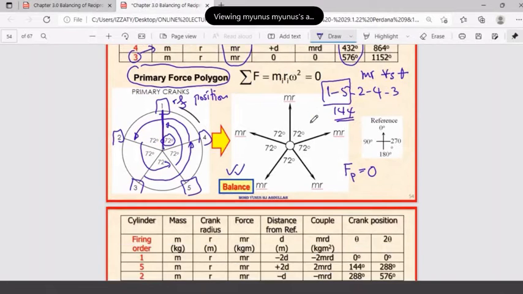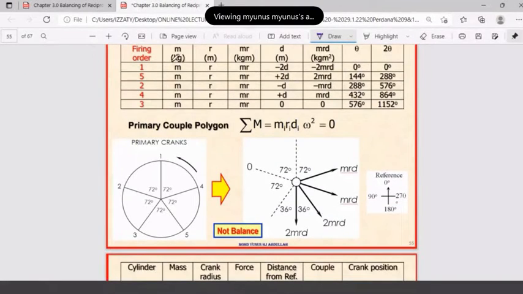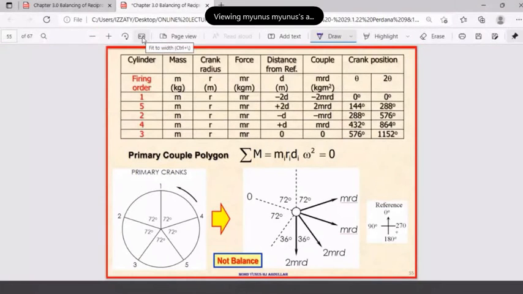Okay, you move to the next one. Primary couple. Remember, when you want to create the primary couple, you have to know the magnitudes, isn't it? Because you have to construct the polygons. So I'm not going to do this one in detail. You have to do this one on your own, class. After doing the same thing, you'll find this one not balanced. Why? You have this one 2, this one 2, this one MRD, this one MRD. If you construct the polygon, you have an open polygon. You have to close the polygon, isn't it? So it is not balanced, yeah.